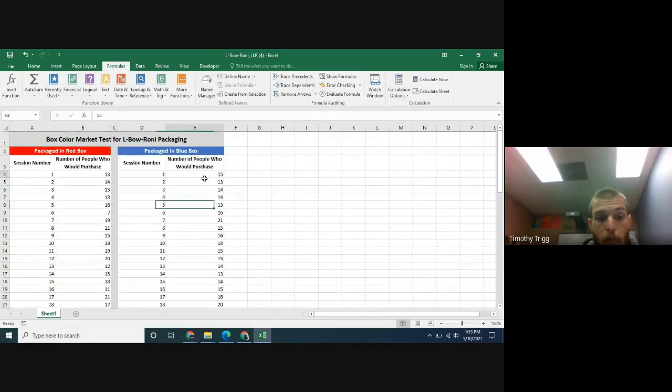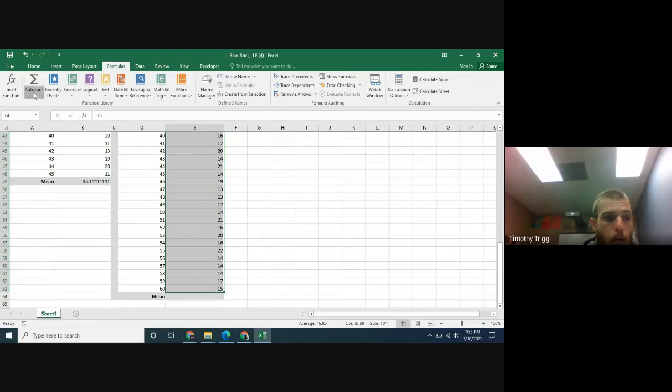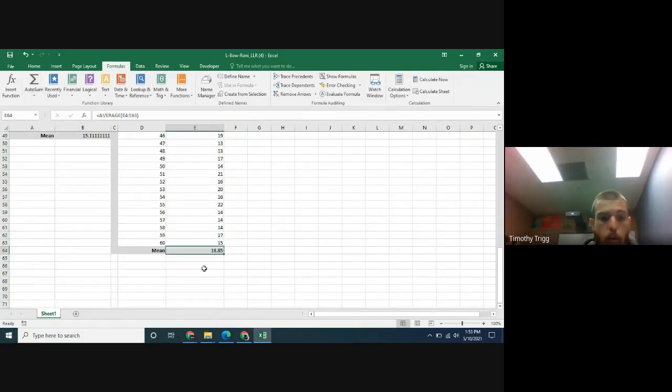Let's go ahead and do the same for the blue box. So I'm going to highlight this column and go to AutoSum, Average, and it spits out the average right down here. So here, 16.85. So we know there's a difference in mean, right? We can see there's a difference in the average number of people. That's normal, we expect that. But is it a statistically significant difference? That's what we need to find out.